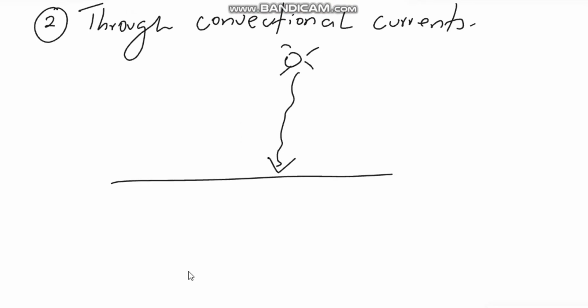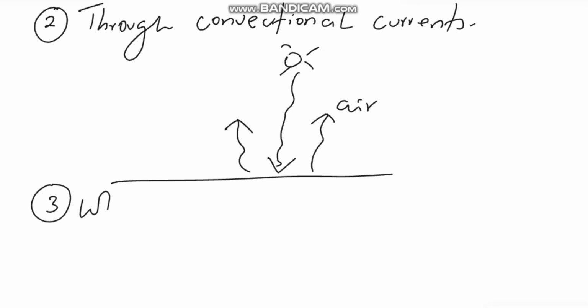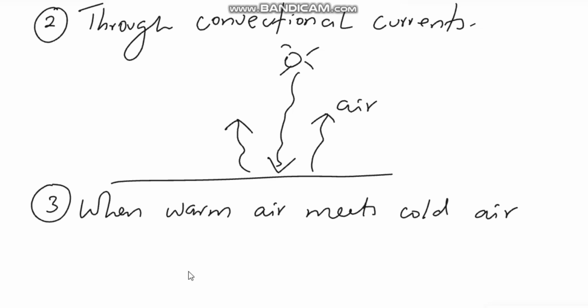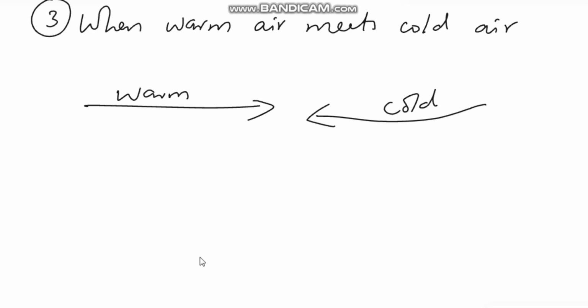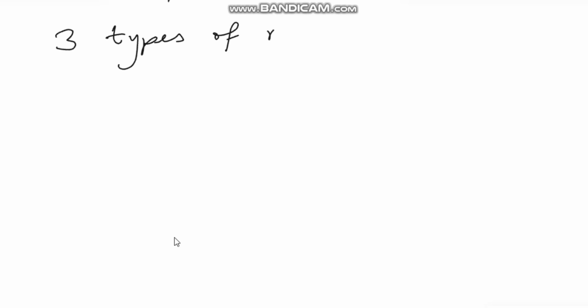The second way is through convectional currents because of the heat from the sun. Then the air will become less dense and start rising in form of convectional currents. And then the last one is a case whereby we have a warm mass of air meeting a cold mass of air. And basically what happens, this warm air is usually less dense compared to the high density cold air, and then the warm air will rise over the cold air.